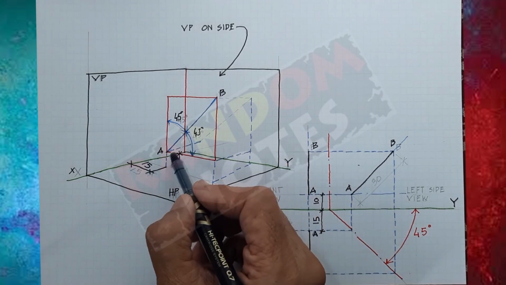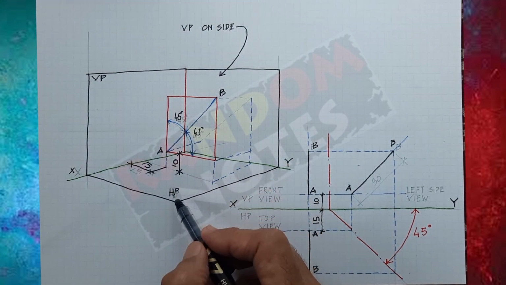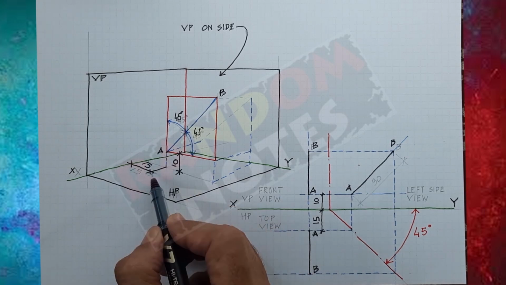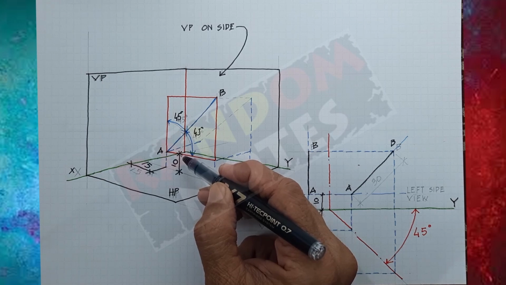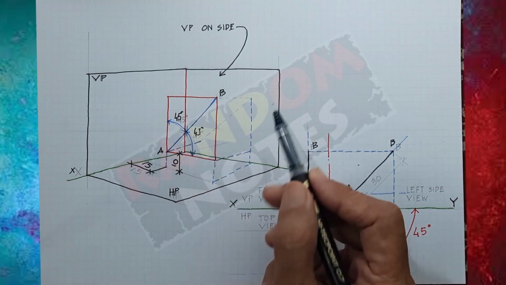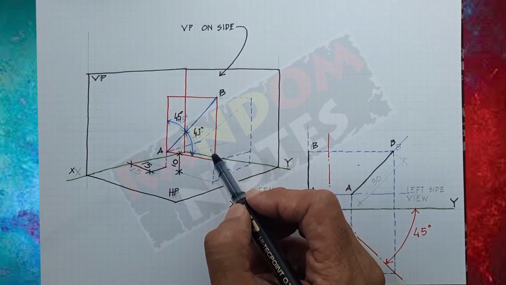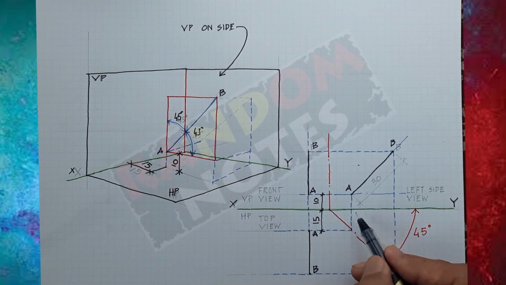There is this line which is inclined at 45 degree to the vertical plane and 45 degree to the horizontal plane. Point A of the line is 15 mm away from the vertical plane and 10 mm away from the horizontal plane. We'll first take the projection of the line on the vertical plane on side and then get its plan and top view. The dimension of 10 mm and 15 mm shall be taken here.